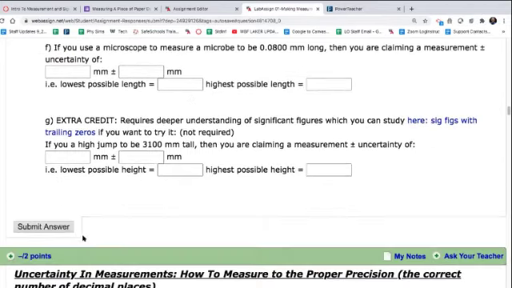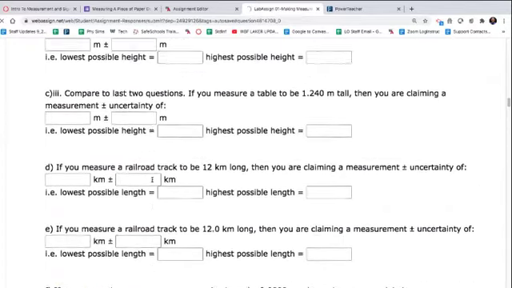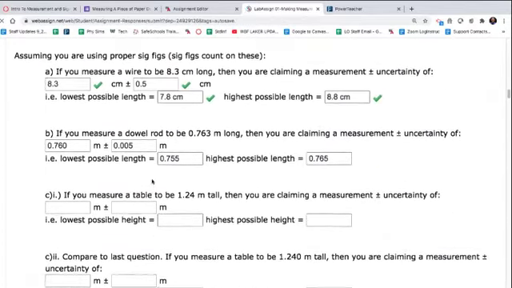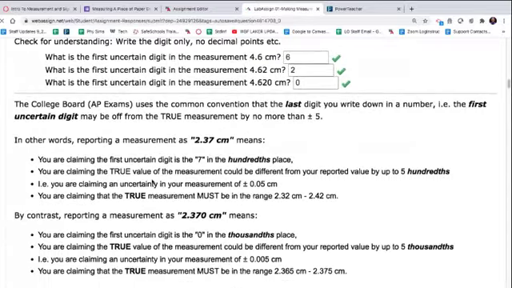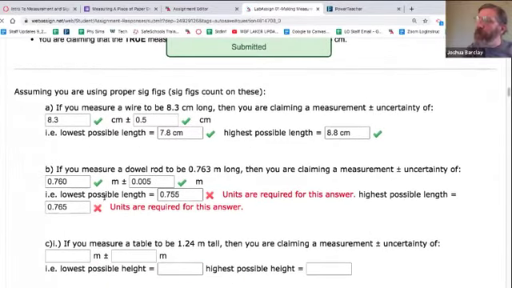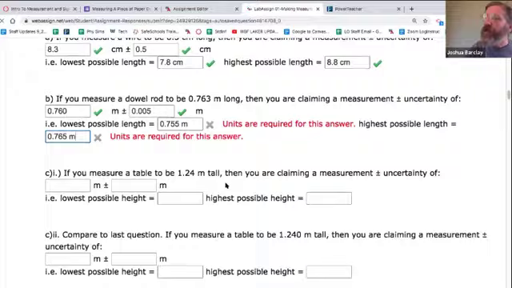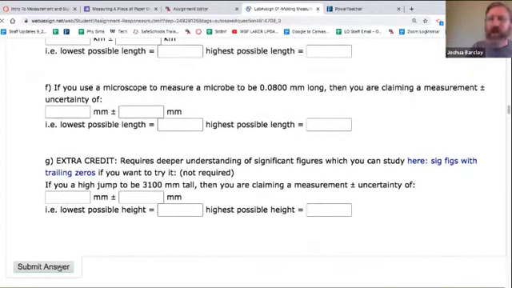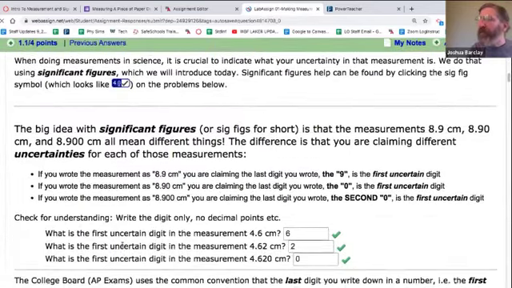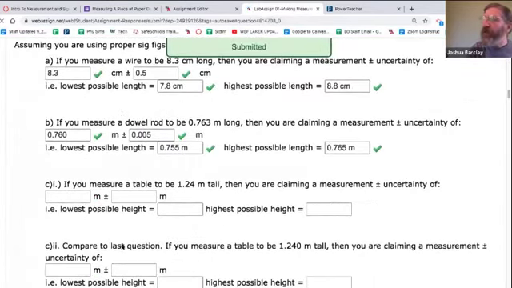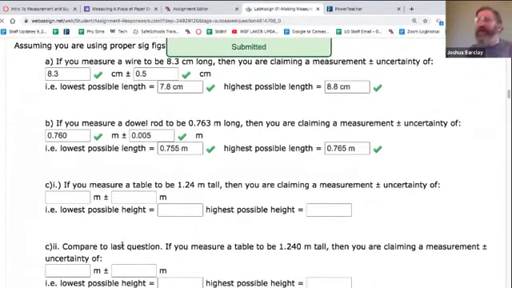Oh, forgot my units. It's 0.755 meters and 0.765 meters. Okay, you guys, so you see that I'm going to make mistakes just as many times as you guys are. That's why when you only have 5 free submissions, if you are stuck, see me when you get 3 submissions, because then I'll get it wrong once and then we'll get it right together.